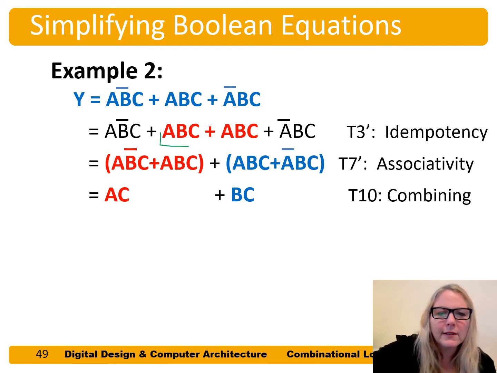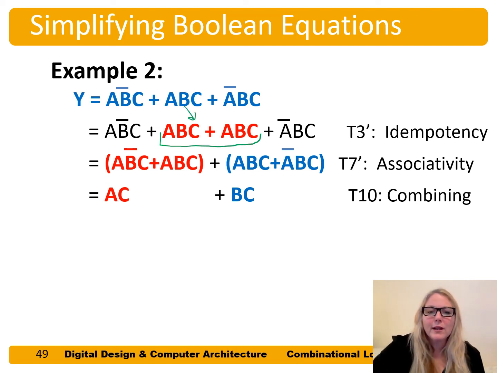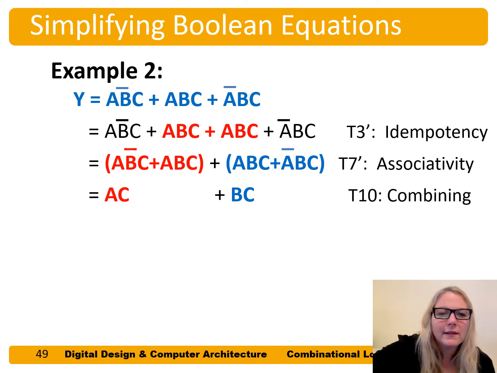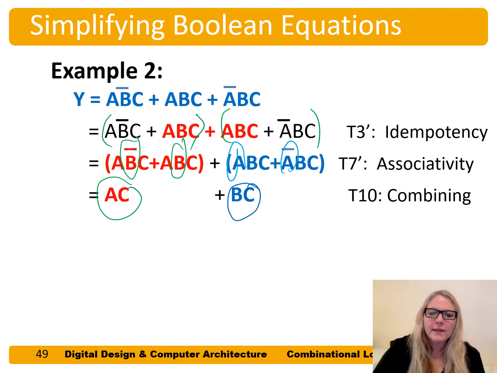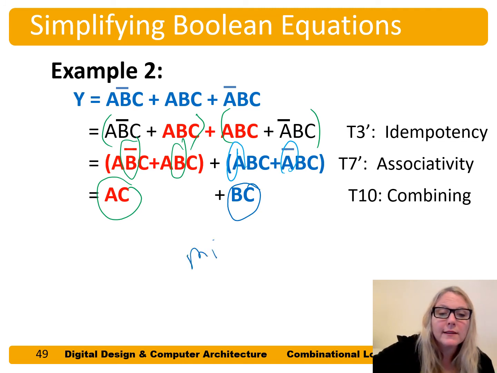I can even duplicate it using idempotency. A and b and c, I basically replace that with two of those, A, B, C, or A, B, C. And now I can use combining for both of those. I see that these differ again only in B, and these differ only in A. And so we're going to get whatever is left out of that, A and C, or B and C. And so this is now the minimized SOP form, sum of products form of the equation.